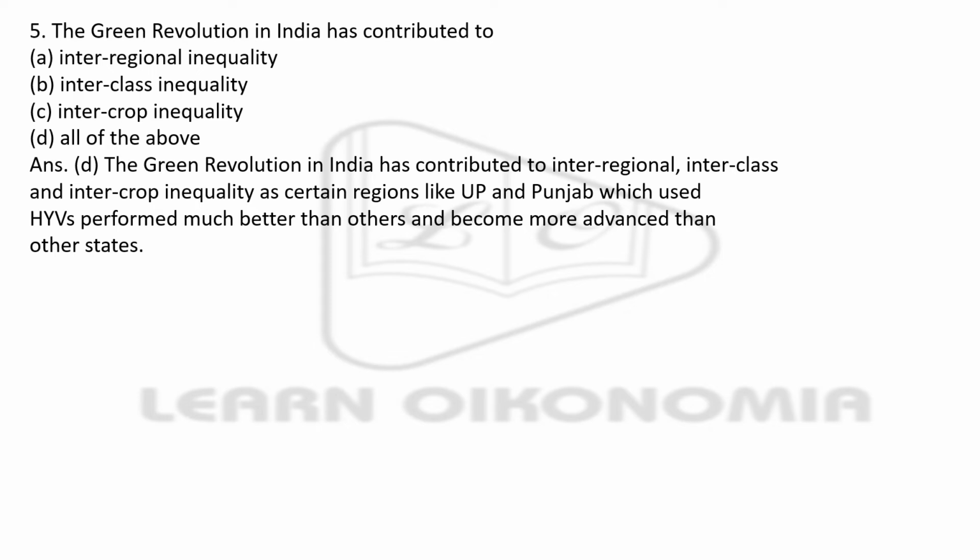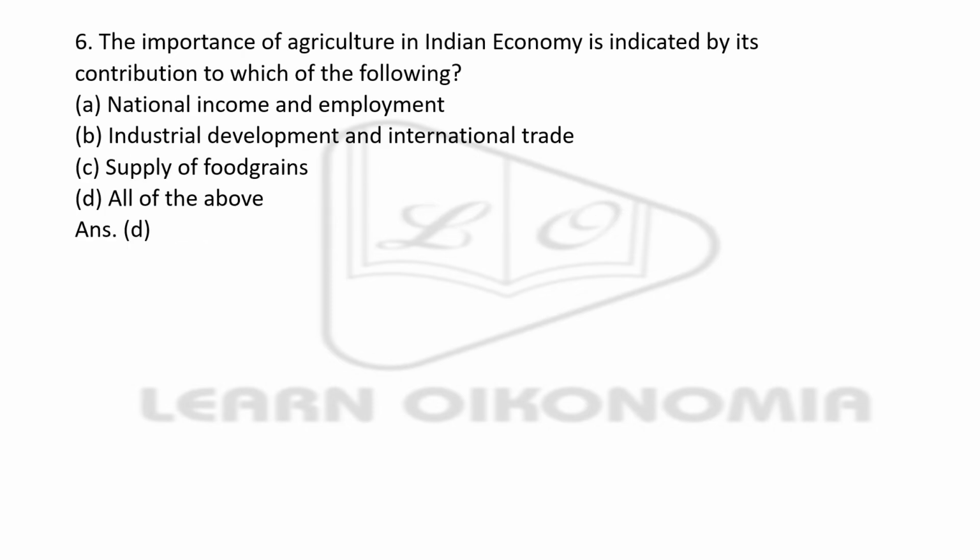So in that case, it creates inter-regional inequality as well. When there is inter-regional inequality, it automatically leads to inter-class inequality as well. So in the case of Green Revolution, it leads to inter-crop inequality, inter-class inequality, inter-regional inequality, everything. So the right option is option D, all of the above. We are moving on to the next question.